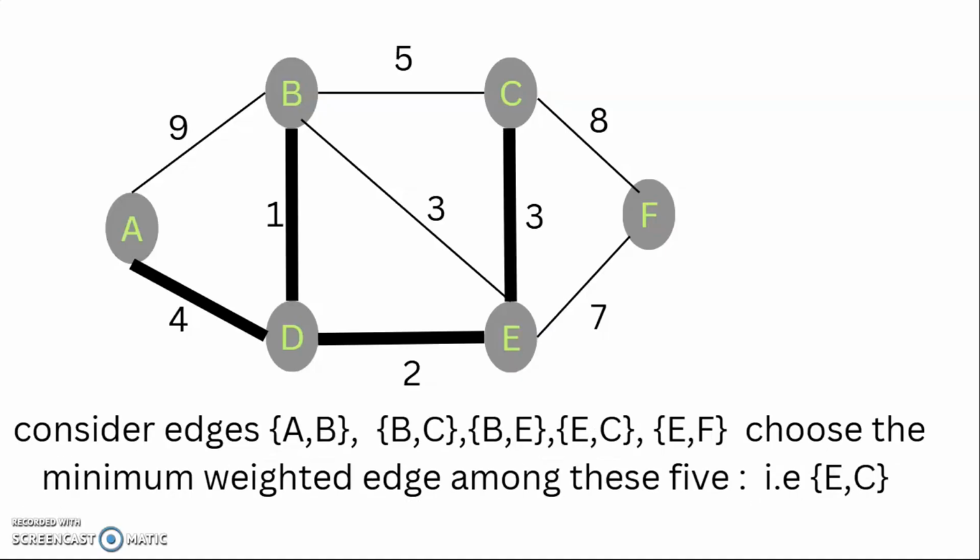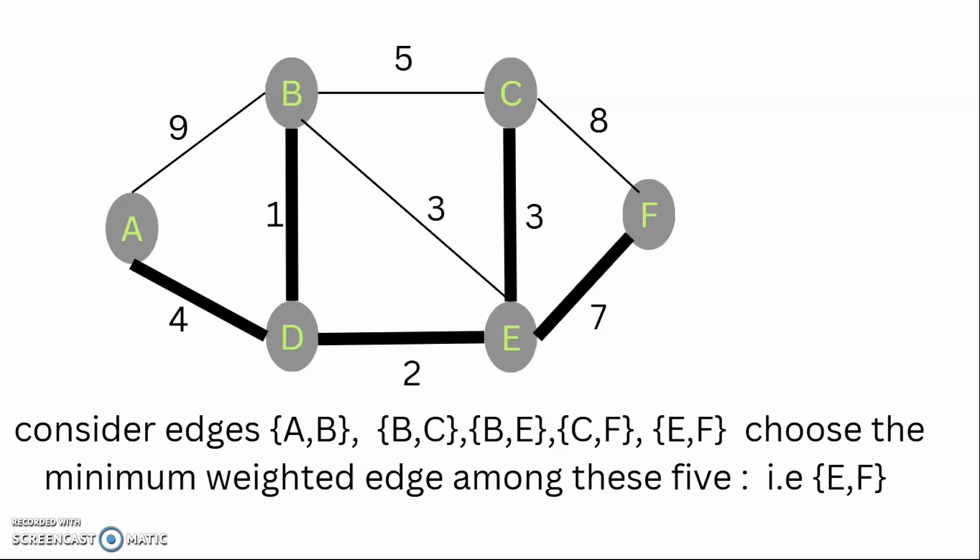Next, we have to consider the edges connected with A, B, D and E. So now AB, BC, BE, EC and EF. Out of these, we can see that AB is already rejected. So BC and CE have the same weight 3. But if I choose BE, what will happen? It will form a cycle. So we have to reject the edge BE and we are going to choose the edge EC. That is what is shown in the diagram.